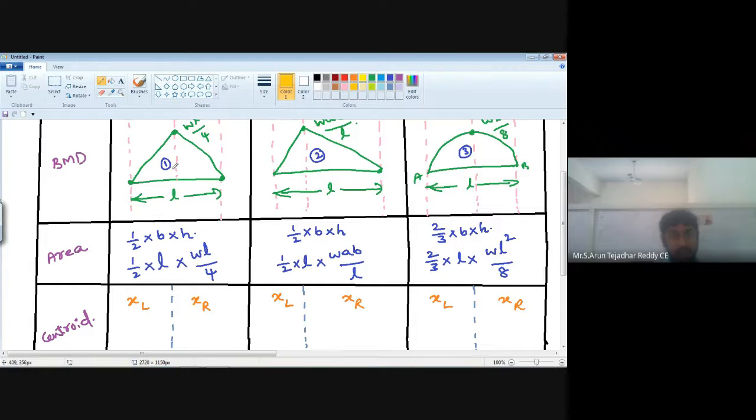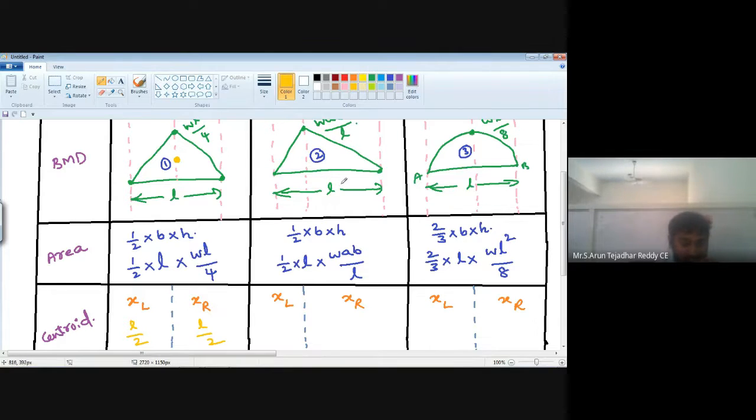The first diagram is a symmetrical structure. It means somewhere here your center of gravity is acting. It means half of the span, that is L by 2 and L by 2. Your center of gravity of the left side is L by 2 and of the right side is L by 2.